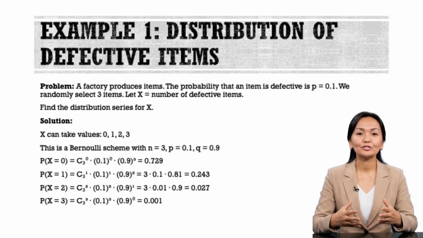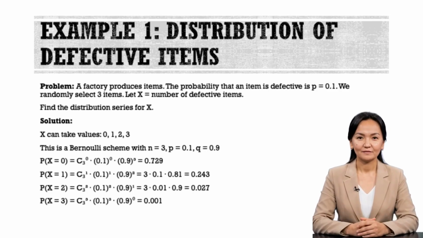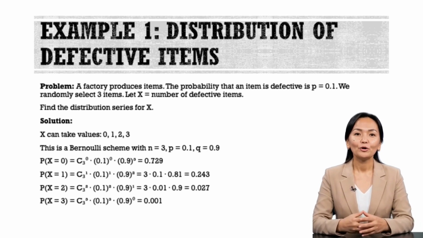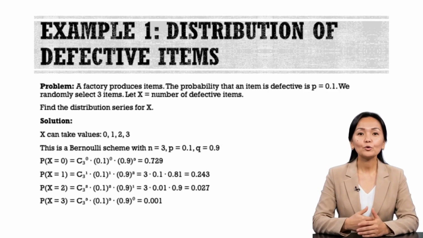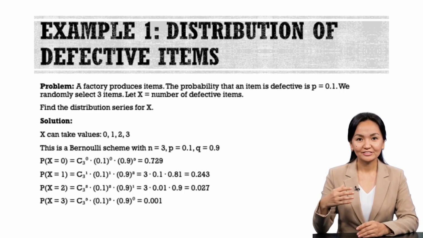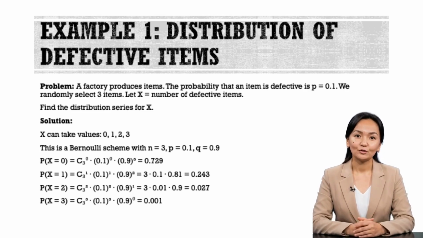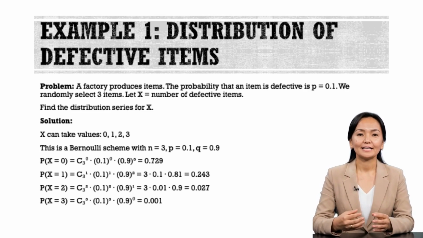The probability of 0 defectives is 0.1 to the power 0 times 0.9 cubed, which equals 0.729. For 1 defective, it's 3 times 0.1 times 0.81, giving 0.243. For 2 defectives, it's 3 times 0.01 times 0.9, which equals 0.027. And for 3 defectives, it's 0.001. Let's check the sum. 0.729 plus 0.243 plus 0.027 plus 0.001 equals exactly 1. So this is a valid distribution.